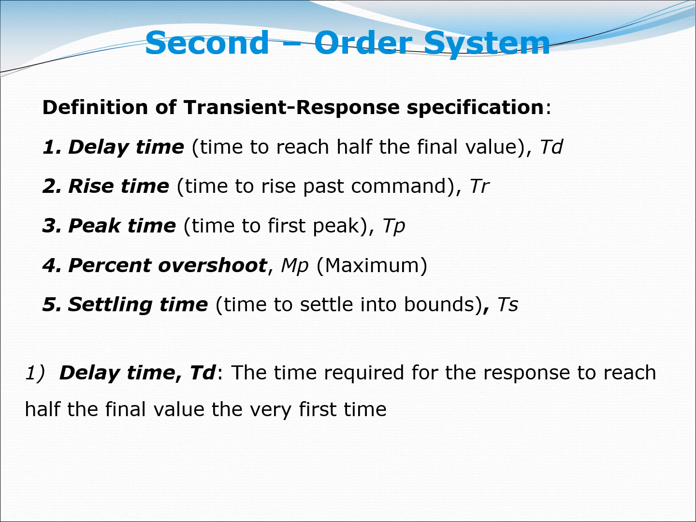The symbol is TP. And number 4 is percent of overshoot. The symbol is MP. The last one is settling time, the time to settle into bounds. The symbol is TS. Okay, so we go for the detailed definitions. The first one, delay time or TD, is the time required for the response to reach half the final value for the first time.